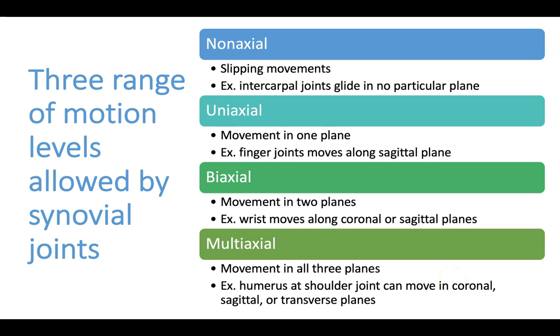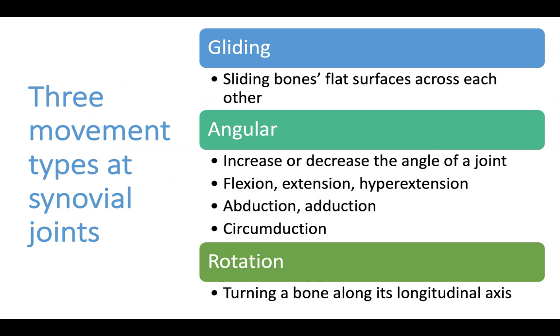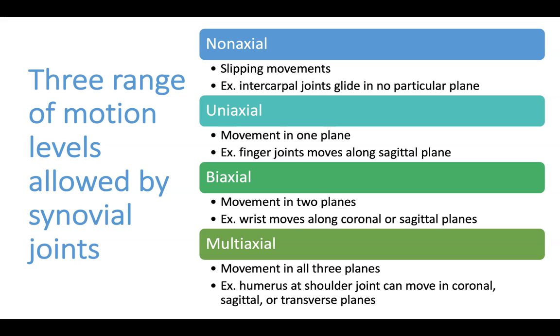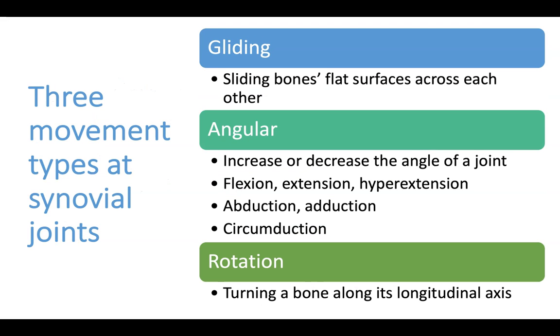So those are the 4 ranges of motion, or levels of range of motion, that are allowed at different synovial joints, along with some examples for each. You can also have 3 different types of movement. Before it was how much can it move, and now, if it can move, how does it move? So first off, we have gliding.